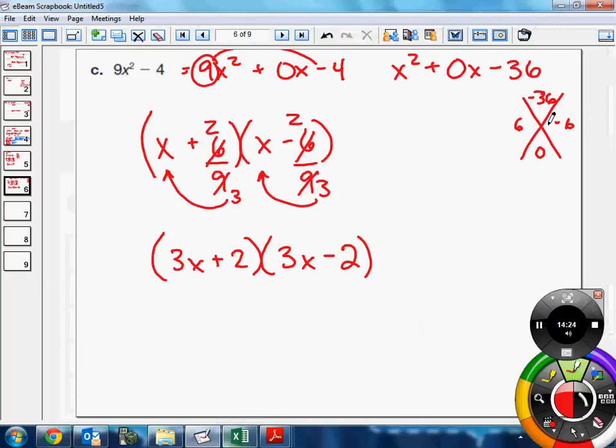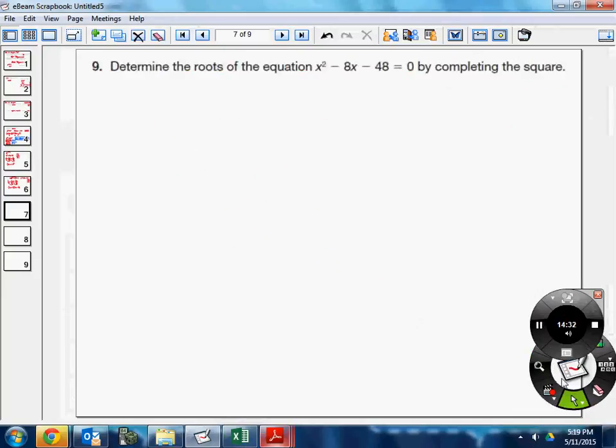Even when you're completing the square, you can still do this method. You have to complete the square first, but you can still do this method. So let's do a problem like that together. Determine the roots of the equation x squared minus 8x minus 48 equals 0 by completing the square.